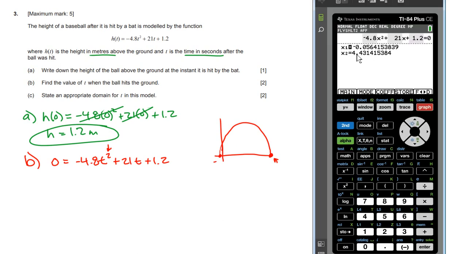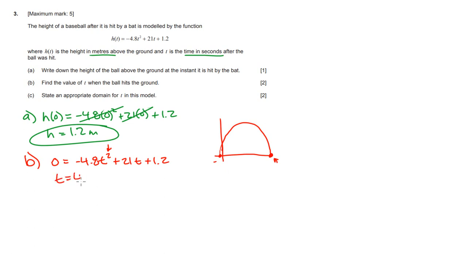So we want the other one. 4.43 is going to be how long it's going to take. So find the value of t when the ball hits the ground. t equals 4.43, and this says time in seconds. 4.43 seconds is how long it takes to hit the ground.